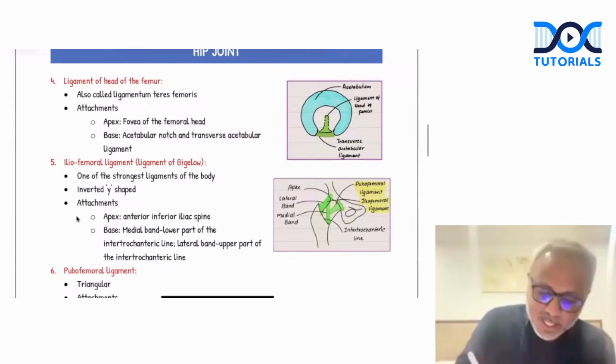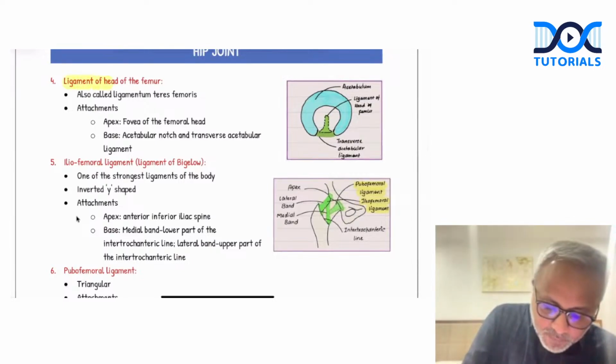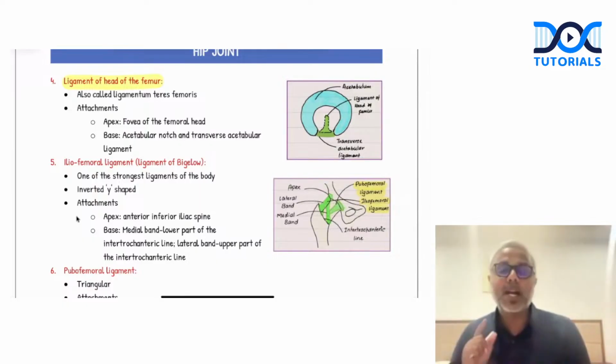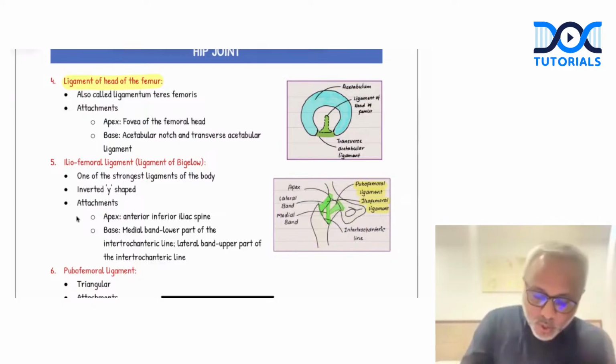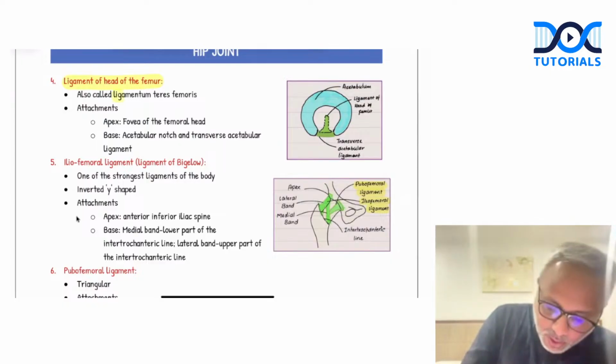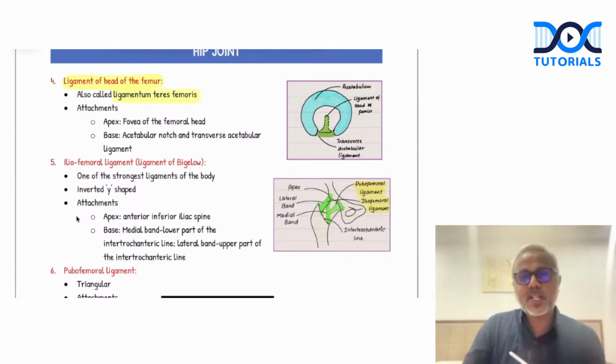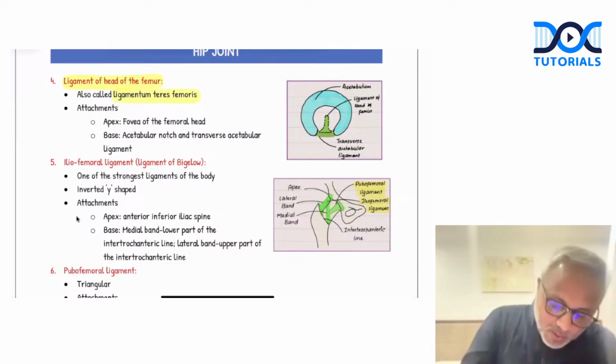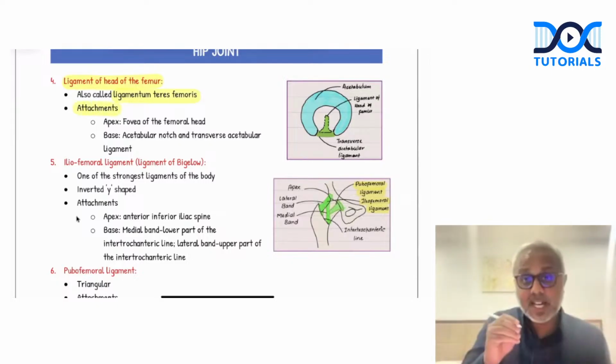The next ligament is ligament of head of the femur. One of the important ligament because this transmits blood vessels, right? So this ligament is also called as the ligamentum teres. Teres means round. So round ligament of the femur, right? Now, where exactly this is attached?